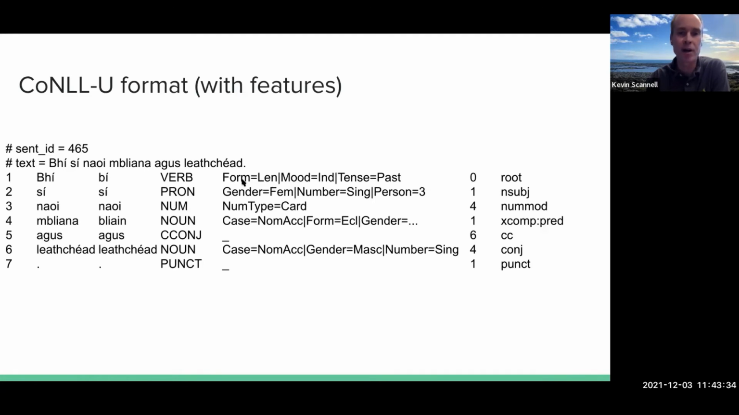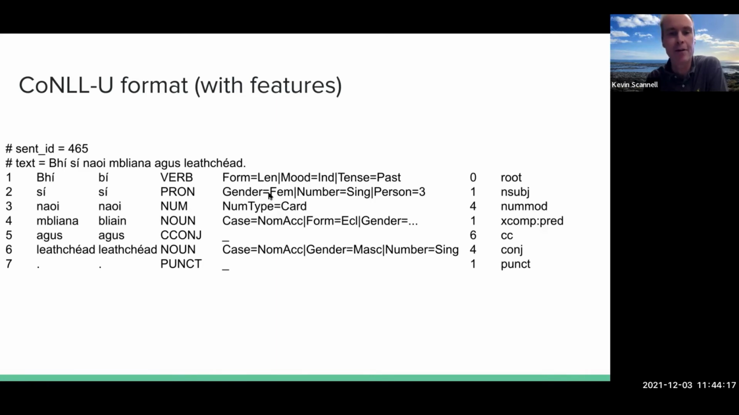And you see that there's a way of marking something as lenited, tense and mood for the verb, gender, pronouns, case, gender and number for nouns, and so on and so forth. These are numbers pointing to the head of that word. So the subject of the sentence is the pronoun "she" here, and the head is the main verb, so that's token 1, of course, and then the head itself points to this ephemeral 0 token, which is the root.